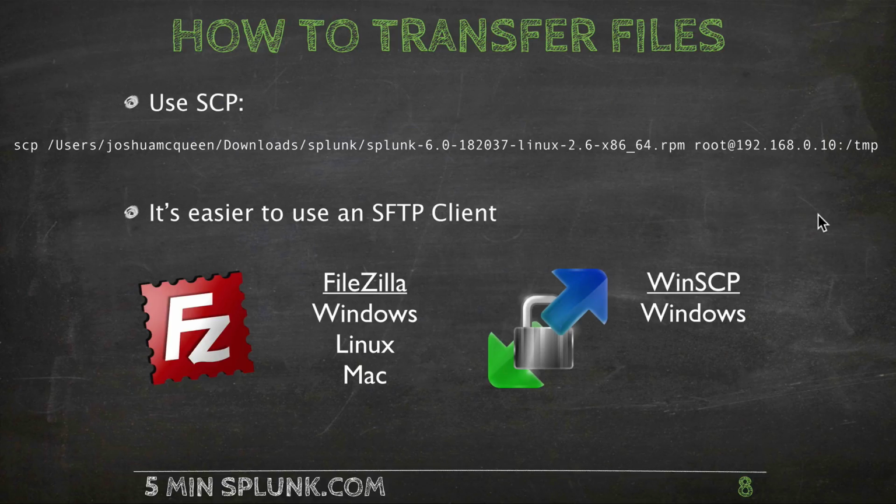In my opinion, there's a much easier way to do it, and that's by using an SFTP client. Two of the biggest ones out there are FileZilla and WinSCP. FileZilla works on Windows, Linux, and Mac, whereas WinSCP only works on the Windows platform. Now, if you're just getting started with this and you don't have a preference, I would highly recommend just always sticking with FileZilla. I've been using it for years and it's never done me wrong. So let's set that up.